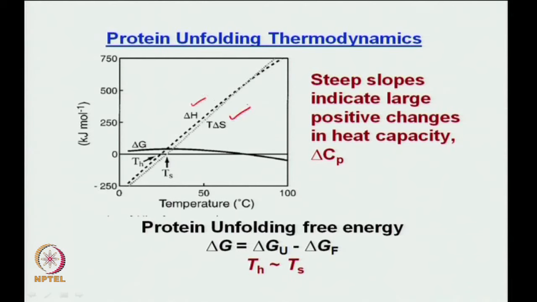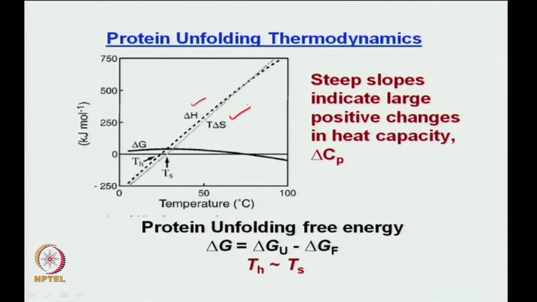They are still very steep, possibly more steep than what you had seen for neopentane in water, which means that obviously because they are steep, that means there is a large change in heat capacity, right. That is what we just discussed. So, as I said, steep slopes indicate large positive change in heat capacity.